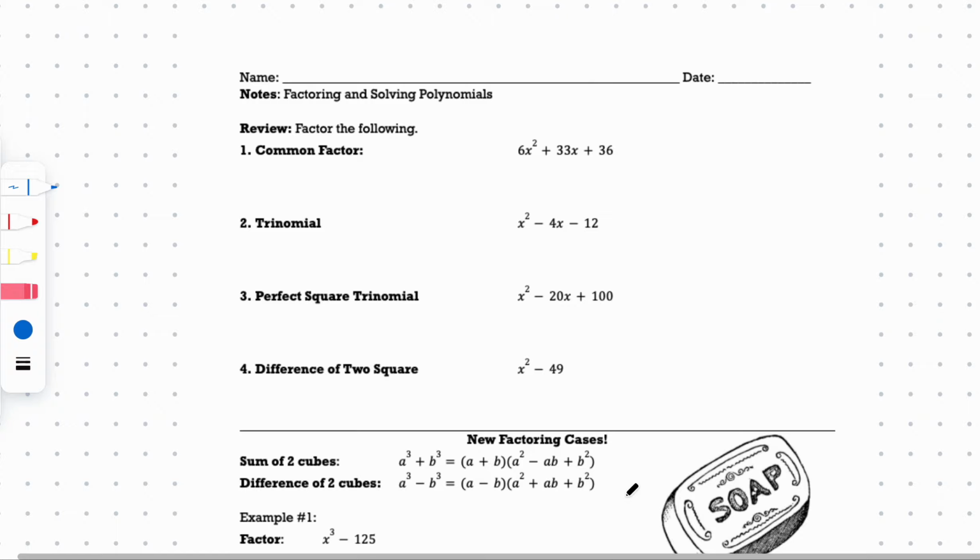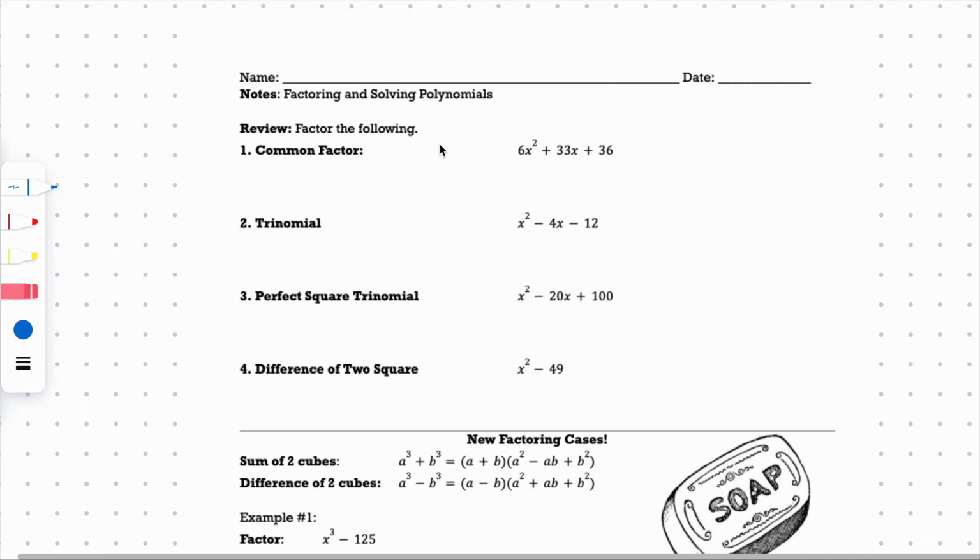And by the way, just as a side note, polynomials just means multiple terms. So in this case, we have 3 terms, trinomial. In this case, we have 2 terms, binomial. Poly just means multiple terms. So anyways, we want to learn how to factor and solve polynomials that are of a higher degree. So that's what we're going to be working on today.